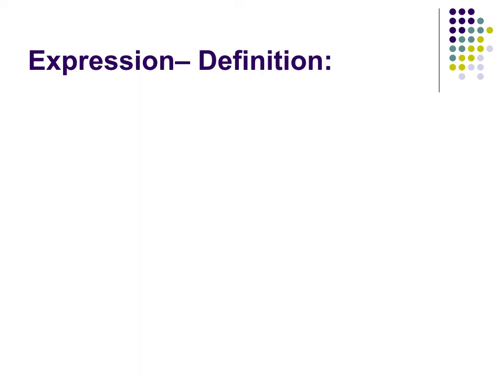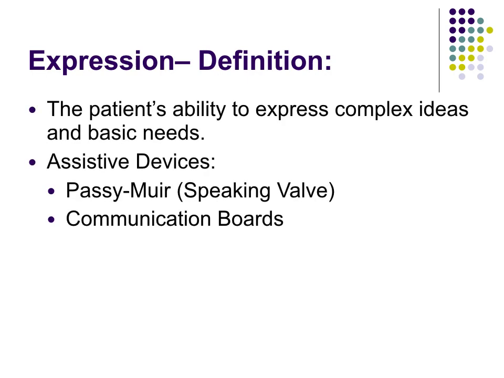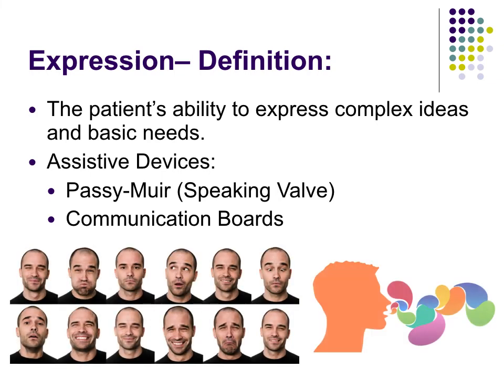So it's important to determine whether the patient uses primary vocal or non-vocal means of expression. And once again, this item should be reflective of a 24-hour period. This category has to do with the patient's ability to express complex ideas and/or basic needs. Assisted devices included in this category would be the passing mirror valve or communication board. So be aware of that.